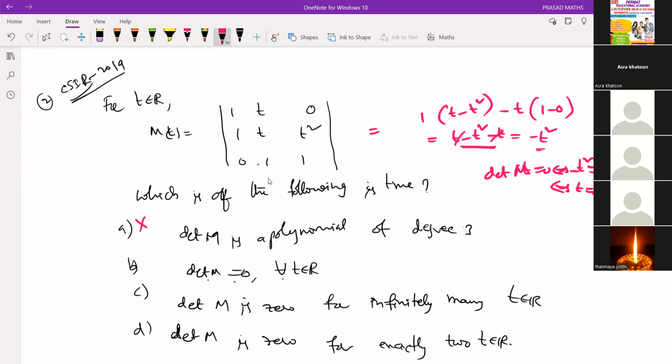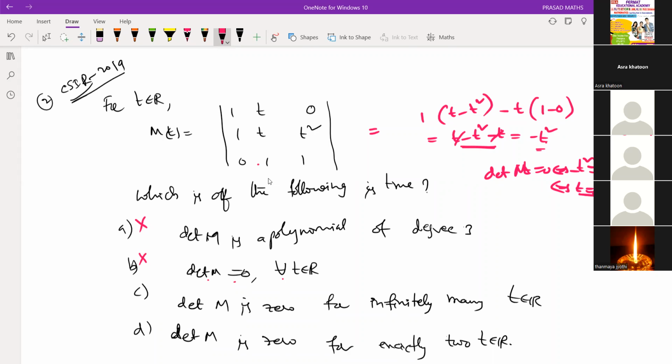Suppose you take t equals 1, is it 0? What is my det? Det of M is equal to minus 1, that means minus 1. Therefore det M is not 0 for all t, so this is discarded. Det M is 0 only for t equals 0. Next, det M is 0 for infinitely many t's. Absolutely wrong, because det is 0 only for t equals 0, only one value.